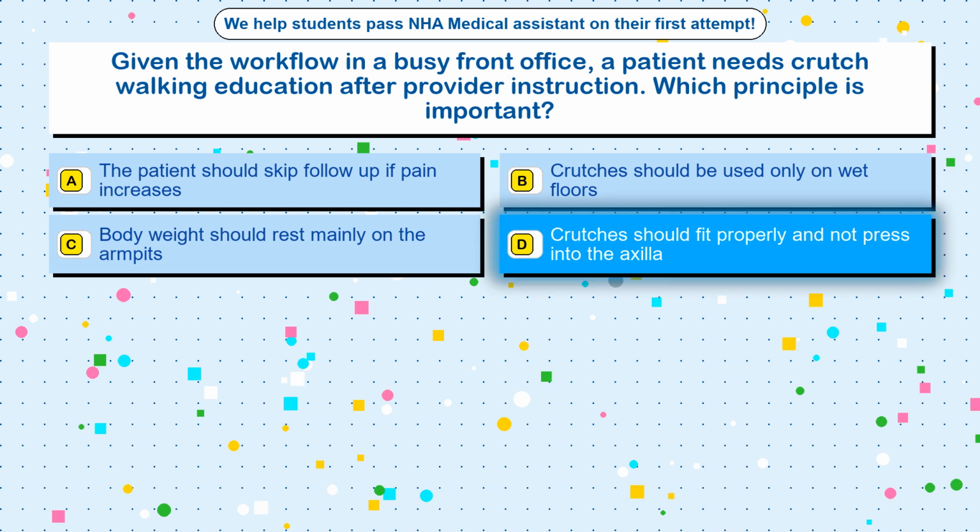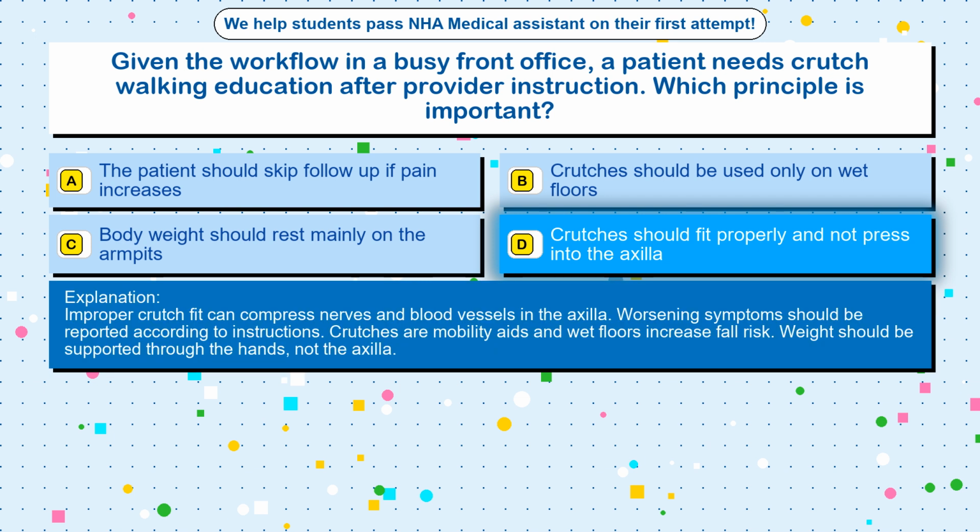The correct answer is option D. Crutches should fit properly and not press into the axilla. Improper crutch fit can compress nerves and blood vessels in the axilla. Worsening symptoms should be reported according to instructions. Crutches are mobility aids and wet floors increase fall risk. Weight should be supported through the hands, not the axilla.